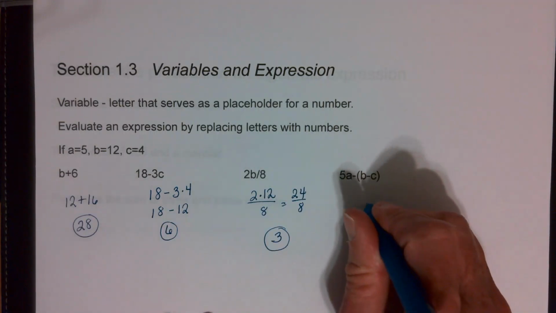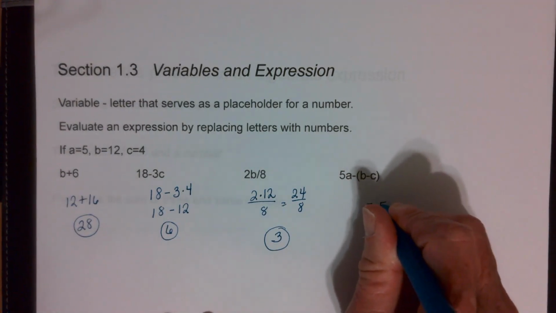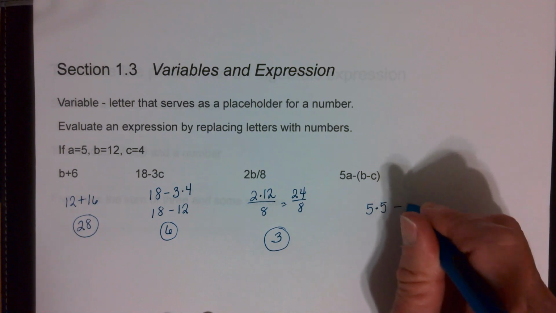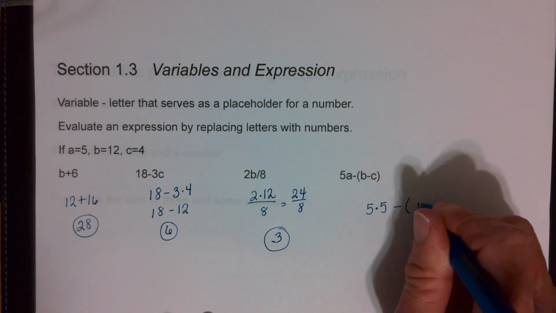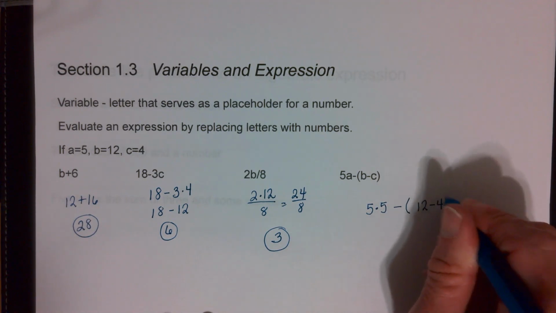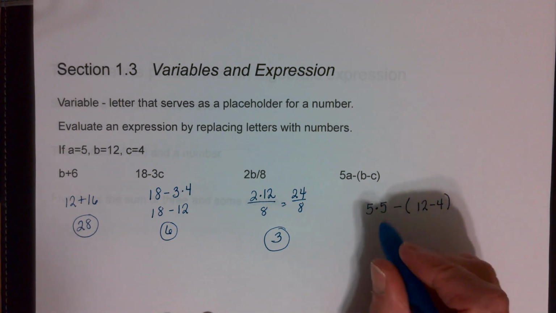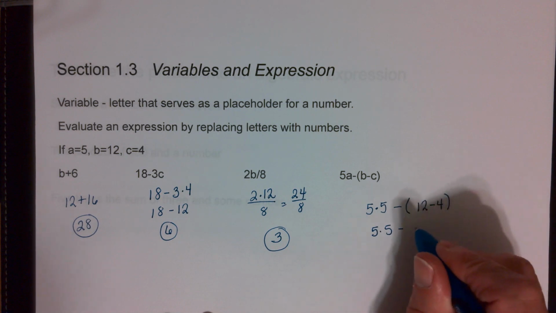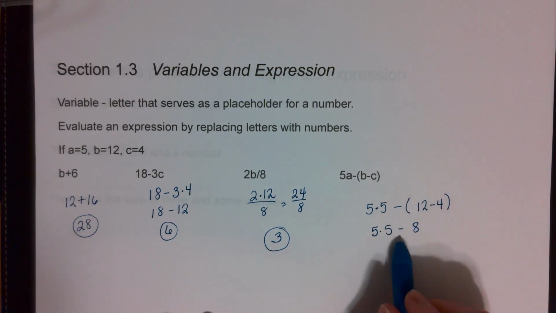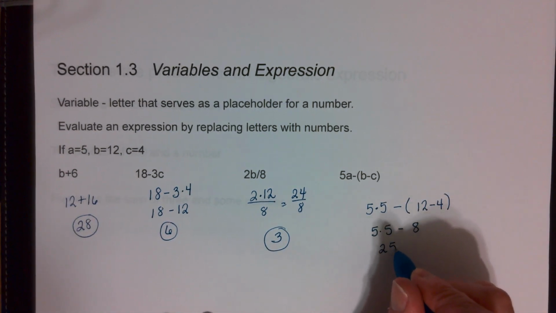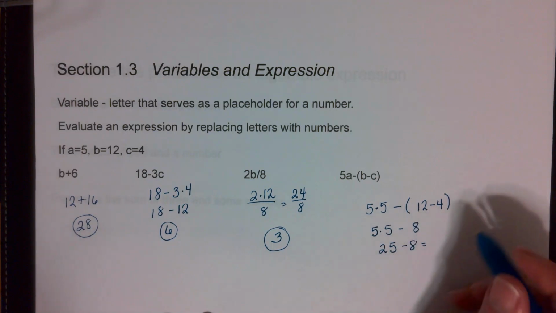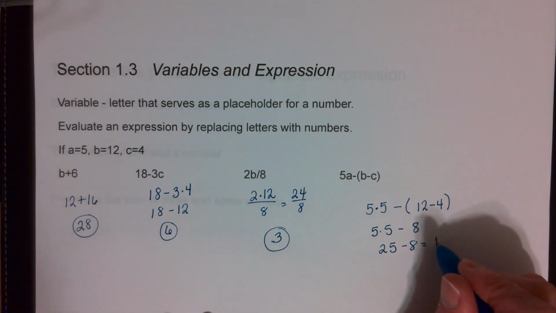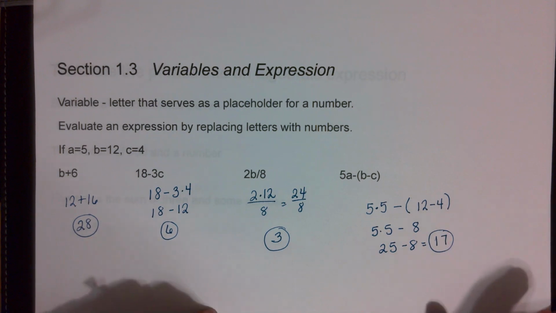Here you have a 5 times a 5, because A is equal to 5, minus, parenthesis, 12 minus 4. So I can do my parentheses first. 5 times 5 minus 8. And then I have to do my multiplication. So I have a 25 minus 8, which is going to give me a 17 as an answer.